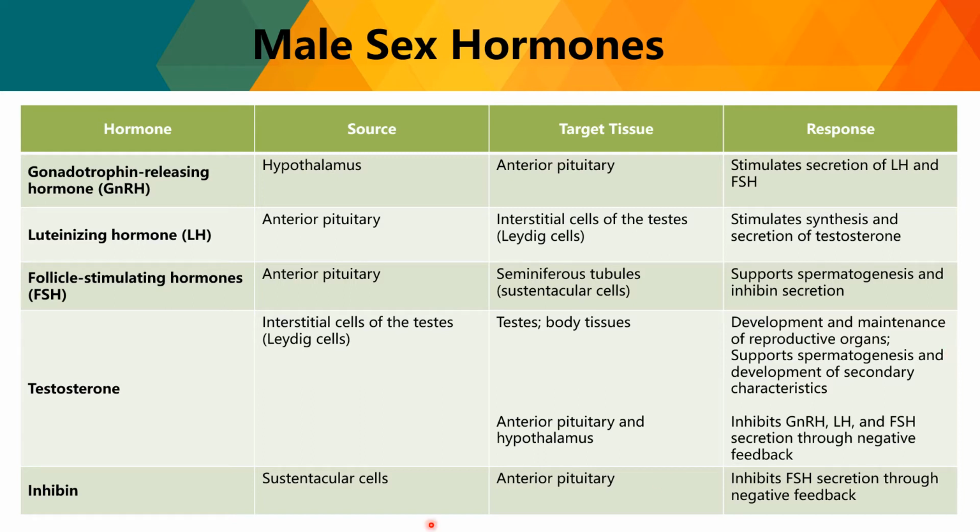And then another target tissue of the testosterone would be the anterior pituitary and hypothalamus, which inhibits gonadotropin-releasing hormone, luteinizing hormone, and follicle-stimulating hormone secretion through negative feedback. And then inhibin, the source is your sustentacular cells. It targets your anterior pituitary to inhibit follicle-stimulating hormone secretion through negative feedback.